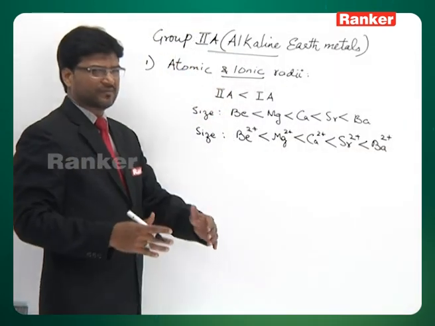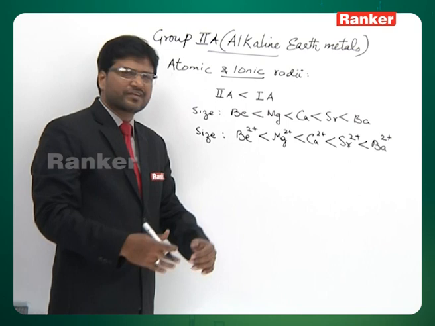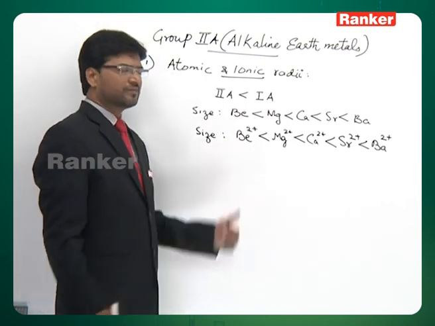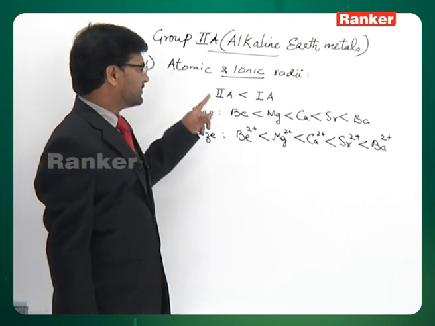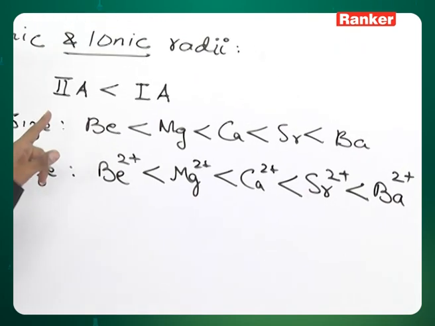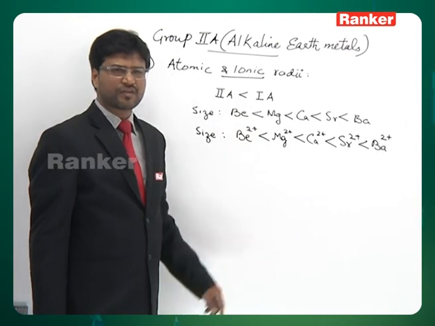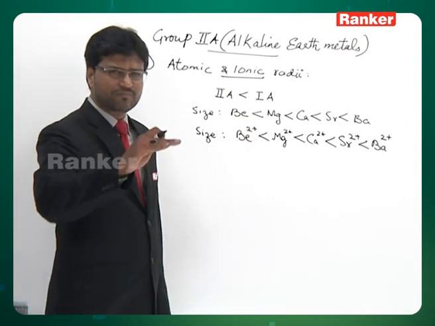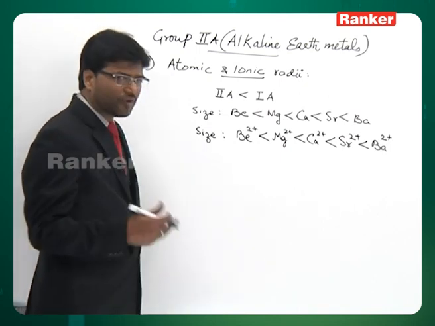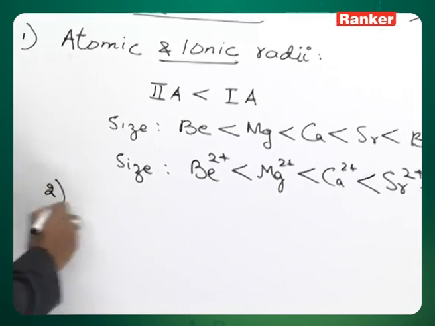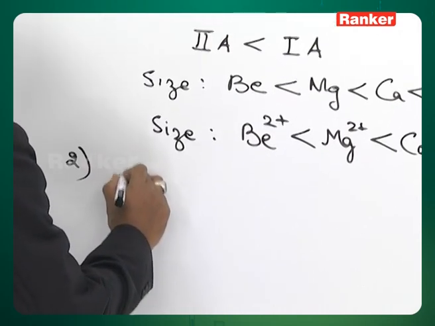This is as expected, because as you go down the group, there is an increase in number of shells. Because of the increase in number of shells, size increases. And also remember that any 2A metal has size smaller than the corresponding 1A metal of the same period. That's about atomic and ionic size. Let's move on to the next property, metallic nature.